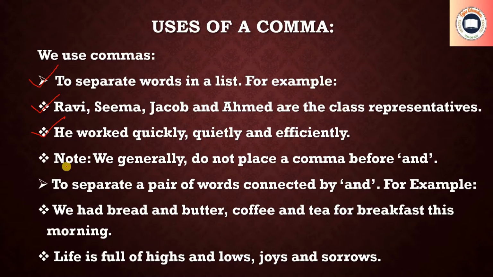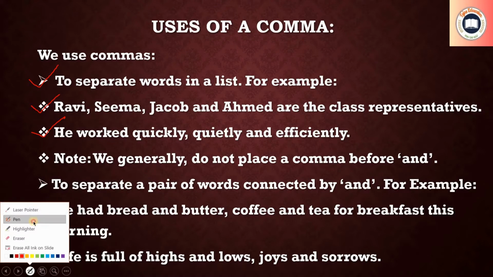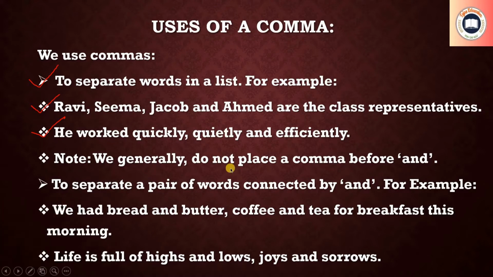And you need to note one thing, that we generally do not place a comma before "and". This is British English, the British English that we use in India for writing and for speaking. While writing and speaking we use British language in India. And in British language we do not generally place a comma before "and", whereas in American English it is a very common practice to use a comma before "and".